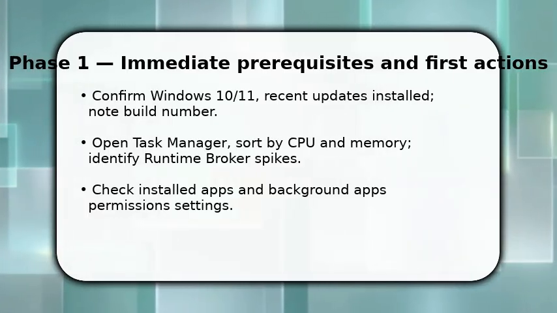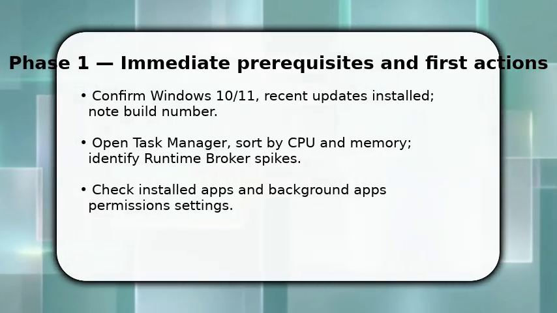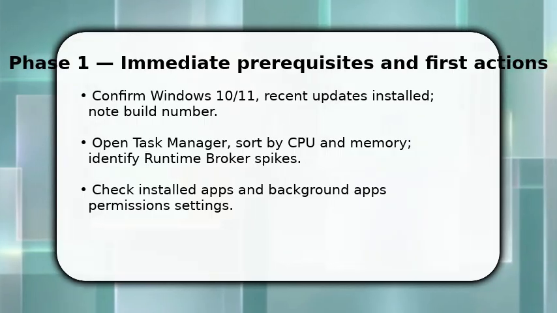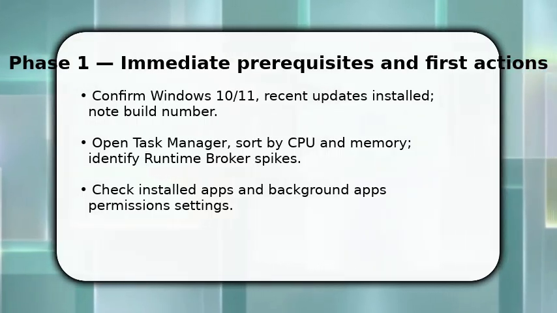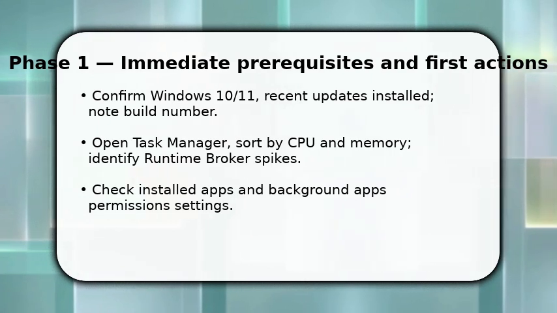Next, inspect background apps and app permissions. Some UWP apps trigger Runtime Broker. Now take a note of any new apps or recent installs before moving on.